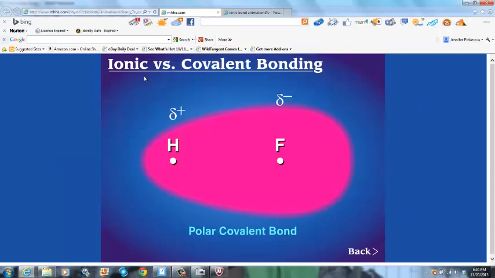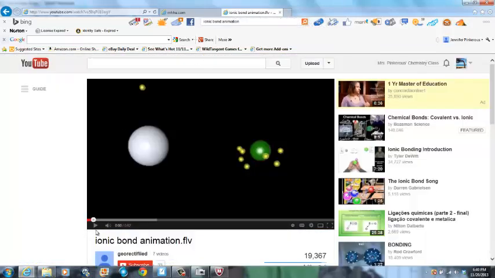Okay, so we're actually going to be looking at polarity in a little more detail in future lessons, not tonight. So let's look at a quick animation of ionic bond.